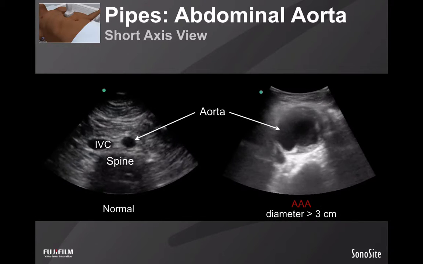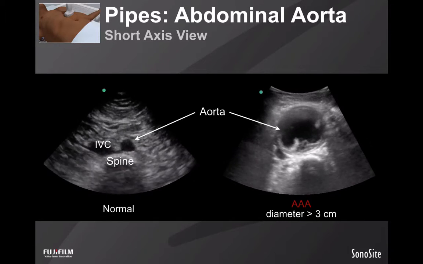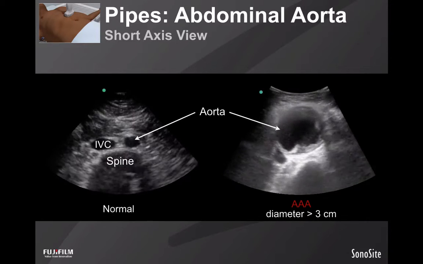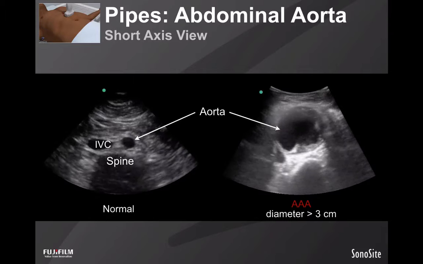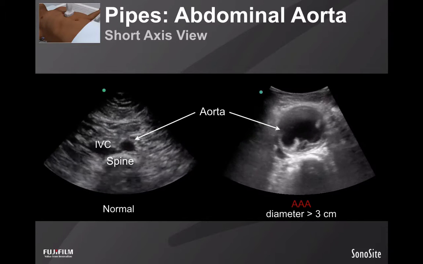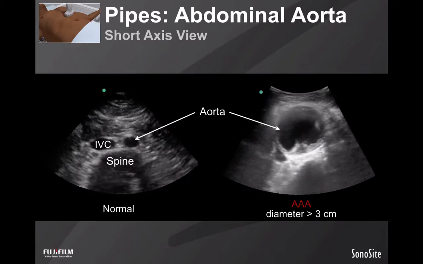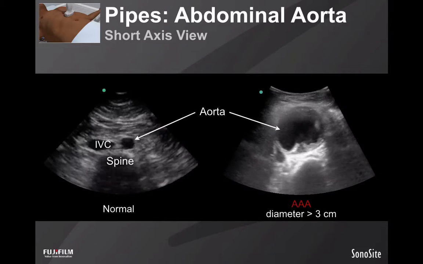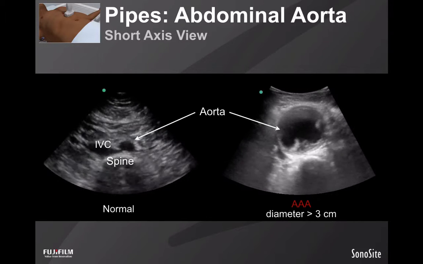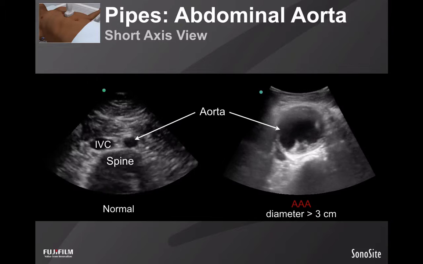To scan the abdominal aorta, we place the transducer in the subxiphoid position with the orientation marker towards the patient's right side. Using the spine as our landmark, we look for the abdominal aorta and follow it inferiorly until the bifurcation, which usually occurs somewhere around the umbilicus.